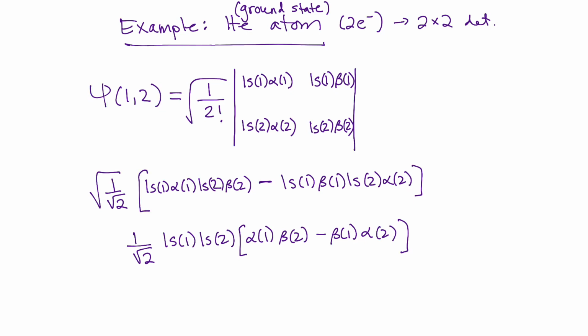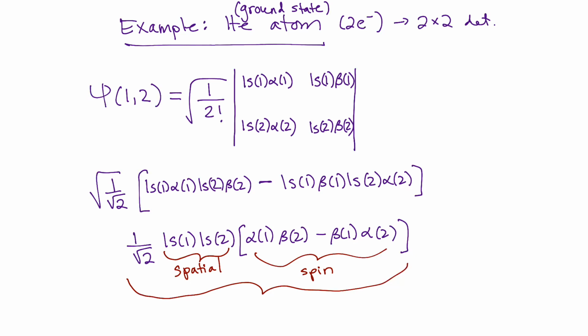Just a little reminder here, this we call our spatial part of our wave function, and these would be our spin parts of our wave function. Then everything together makes our spin orbital. So all of that is our normalized spin orbital.